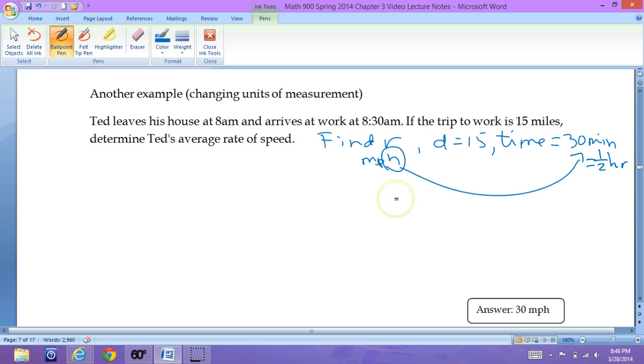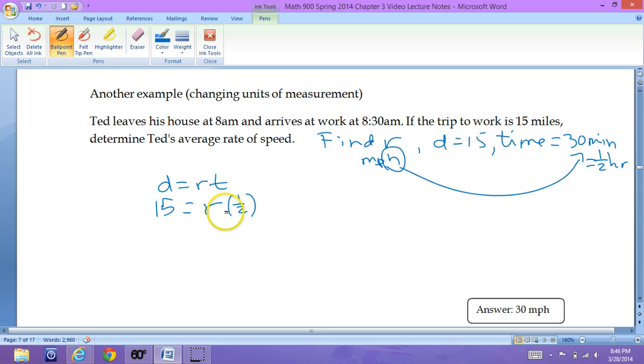Otherwise, the 30 minutes and the hours are not going to go away. So we have our D equals RT. And if you write this formula every time you do one of these problems, you will memorize it without having to make a flashcard. And then we have our 15. We have our rate, which is unknown. And we have our half.